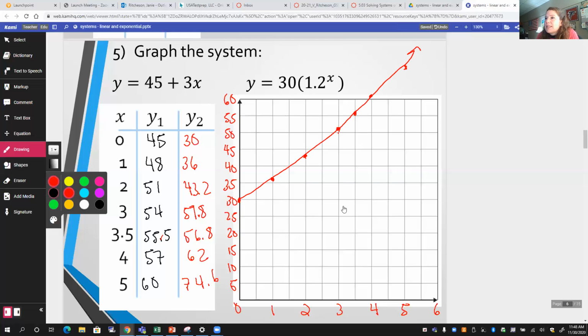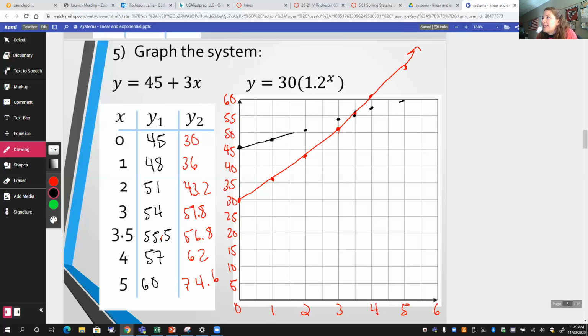All right, so now we're doing the black one. So 0, 45, 1, 48, 2, 51, 3, 54, 3.5 would be 55.5. See, I was thinking I did the wrong number, but anyway, this one should be slightly under the red one. And then 4 and 57, and then 5 and 60. There we go. This is our linear one.